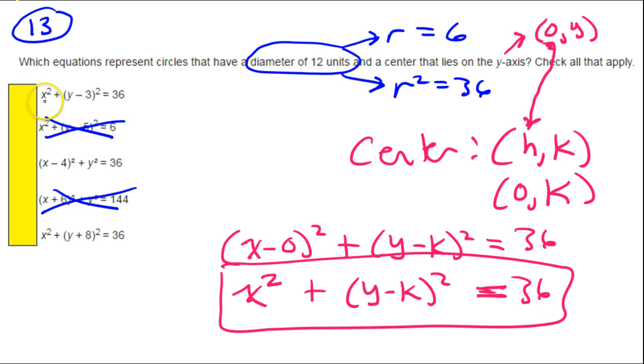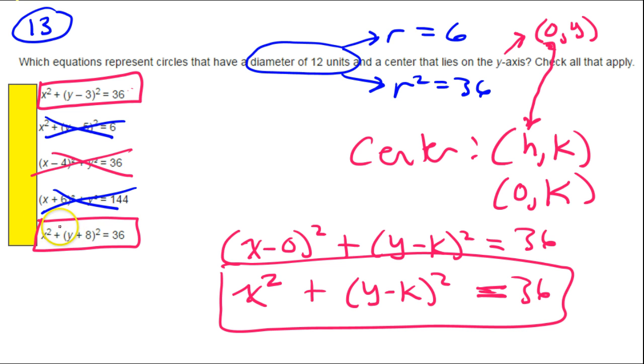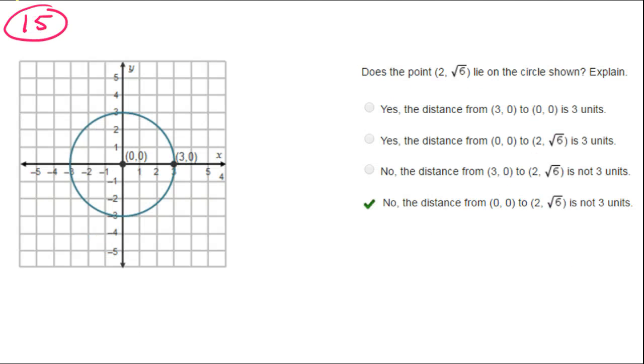So looking at this one, I see x squared, so that one's good. I'm liking this one. This one is x minus 4. That's no good. It should just be x squared. This one has just x squared again, so that's good. This k, it could be positive or negative, it doesn't matter. So these two are good. Okay, and that matches up. This will be the last one that I'm going to do.